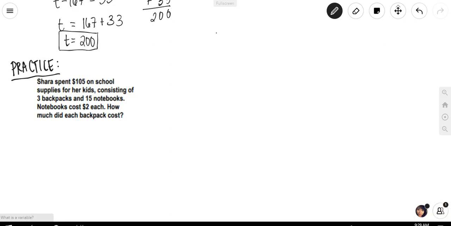Shara spent $105 on school supplies for her kids, consisting of 3 backpacks and 15 notebooks. Notebooks cost $2 each. How much did each backpack cost? Now, you may be thinking, whoa, this is a little complicated. This is a little more difficult than the problem we had in the previous example. But I want you to try your very best on this problem by yourself first.